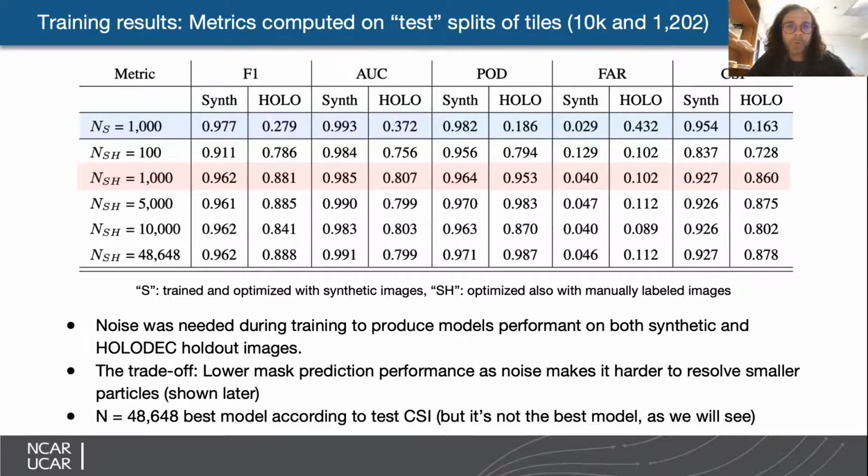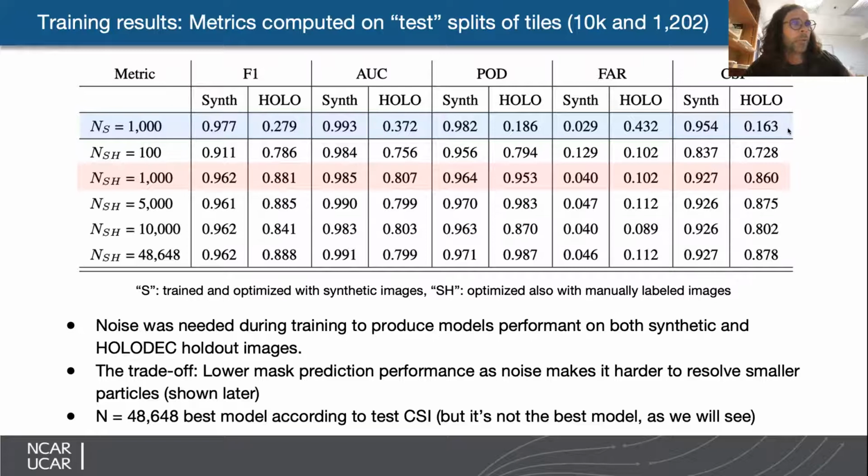This is a bit of a wall of text, and I don't want you to stare at it for too long. It's just showing you different binary performance metrics. The main one I want you to look at is the critical success index all the way down here. There are 2 columns: the performance on mask reconstruction on the synthetic images, and holo, the performance on just saying whether or not there was a particle in focus in the manually labeled examples in the first split.